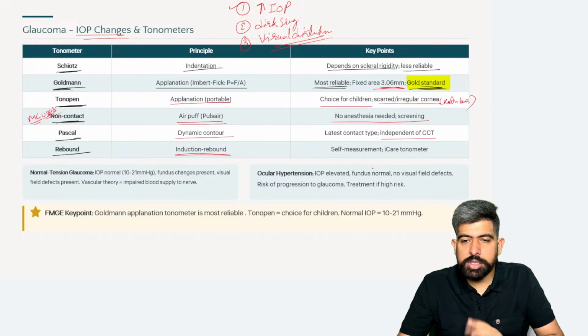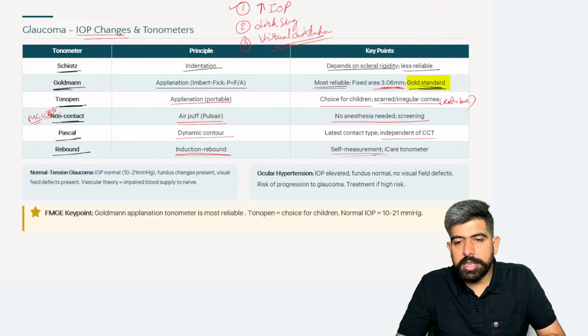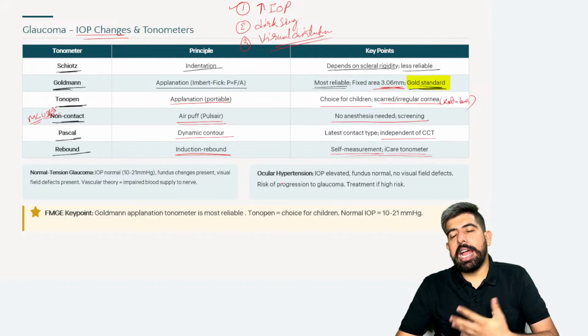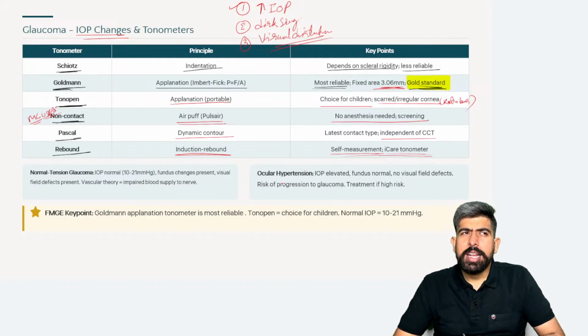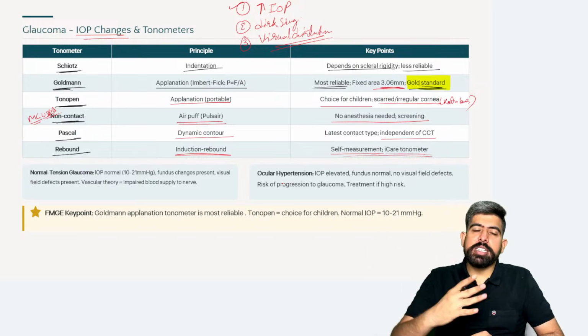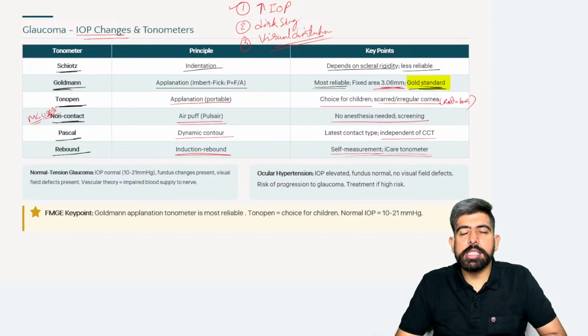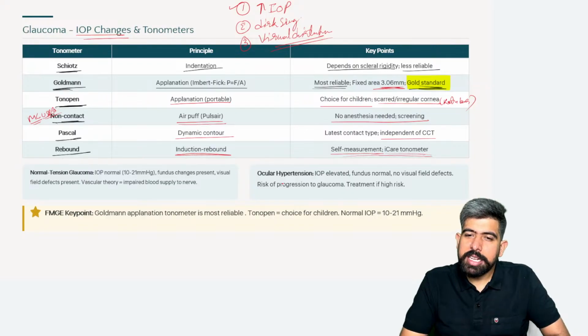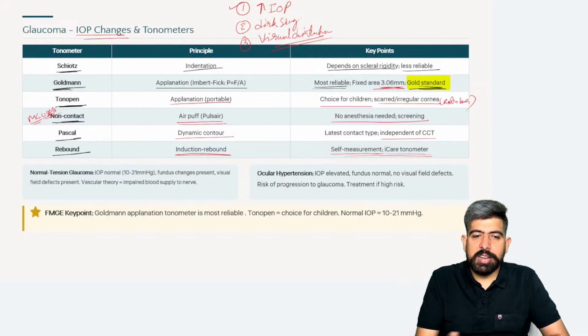So its principle is also rebound, and we are using this for self measurement, the iCare tonometer. It means the patient frequently has glaucoma and frequently increasing intraocular pressure. So the patient cannot go again and again to the ophthalmology clinic to get this tonometry, right? So that's why we give this to the patient, and the patient does it by themselves. Self measurement, the patient can do it.